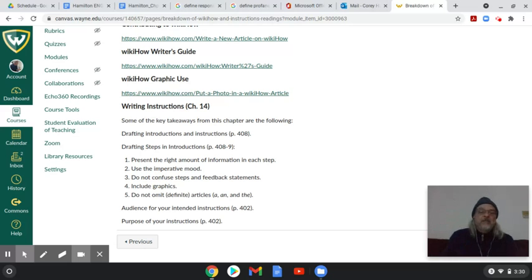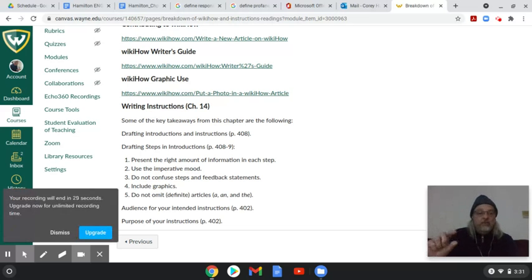Number three is kind of interesting: do not confuse steps with feedback statements. We don't want to get muddled in something that is considered a feedback statement, which might be something we would add into the paragraph. The step needs to be the step. The next step doesn't need to be reflecting back on, oh, in case you had this happen in step two, or what if this. It needs to be very specific. If you feel that there's some feedback that needs to be given, that's where we would use bullet points. Obviously, we're going to include graphics.